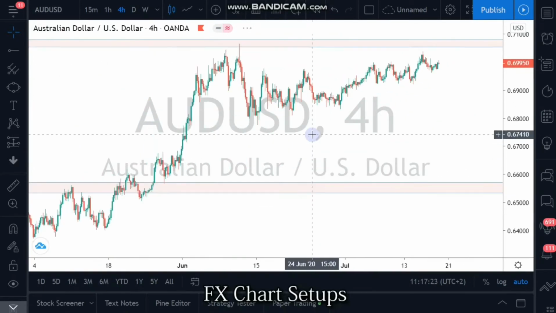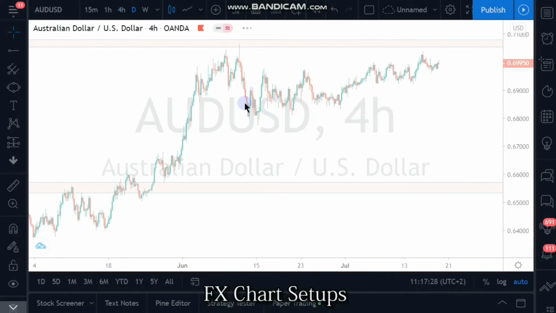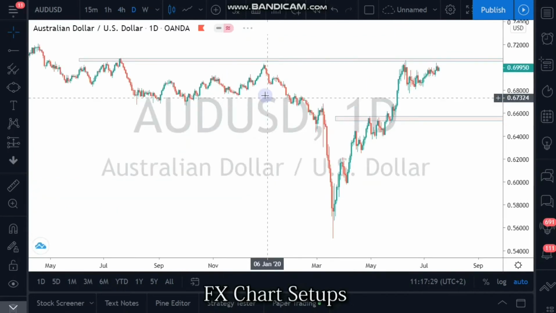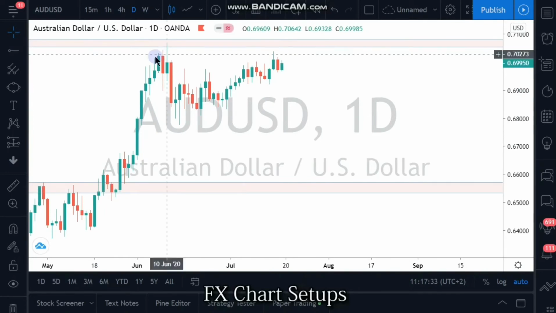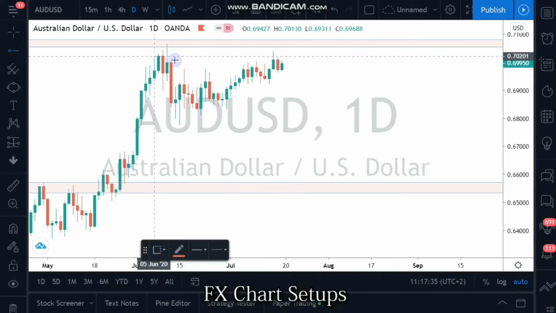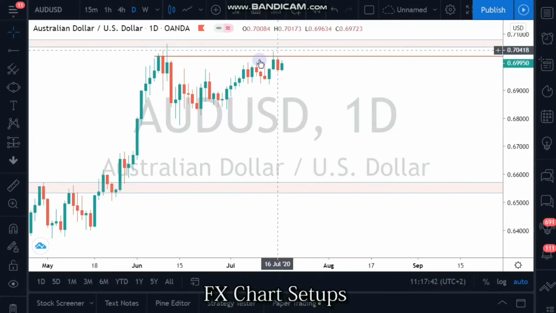Right, the next pair that we're gonna have a look at is AUDUSD. Now we'll go on to the daily first for this pair, because we can see that recently we are within a double top type of structure, and we have tested the close of our first peak, and now we are within the region of having our second peak.